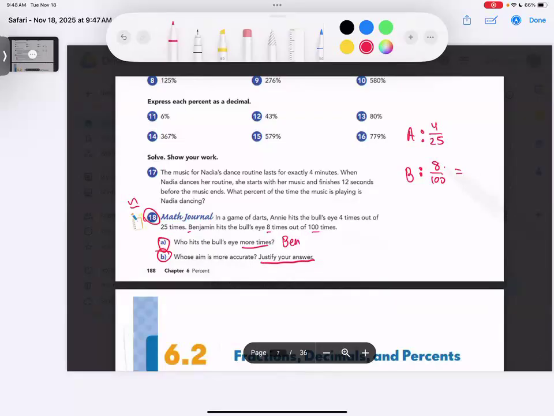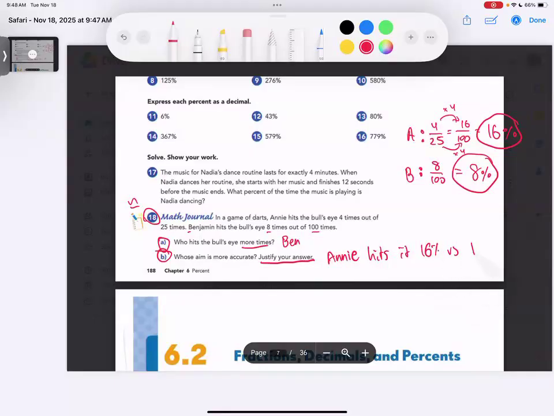So Ben has an accuracy of 8%. He hits it 8% of the time. Annie, if we were to turn it into percentages, well, we're multiplying by 4 and we're multiplying by 4, it's 16. So Annie would hit it 16% of the time. Even though she's hit it less, she had fewer shots. So Annie is far more accurate because Annie hits it 16% versus Ben's 8% accuracy. Okay? So Annie is going to be twice as accurate as Ben.